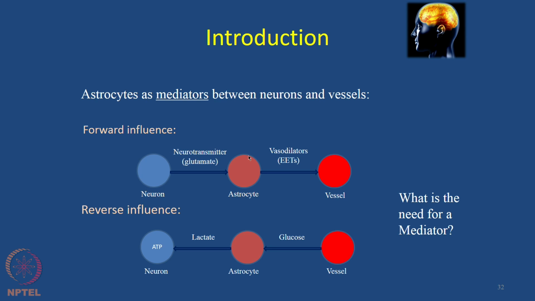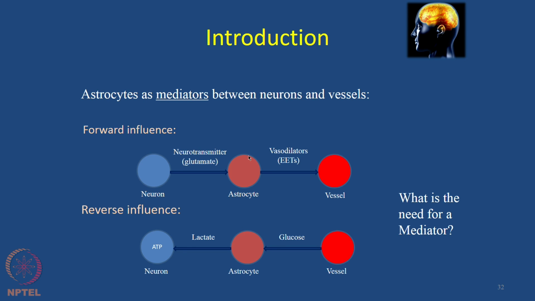So astrocytes respond to the glutamate and then release vasodilators like, say, EET, and this vasodilator acts on the vessel and causes vessel dilation or vascular dilation. When the vessel dilates, it releases glucose, and the glucose is picked up by the astrocyte, where it is converted to lactate. And lactate is then released into the neuron, where it is converted to ATP, and ATP is what is used to run the ionic pumps in the neuron, which is necessary to maintain the ionic gradients in the neuron, and which is necessary to run the spiking activity of the neuron. So that's how the loop is closed.